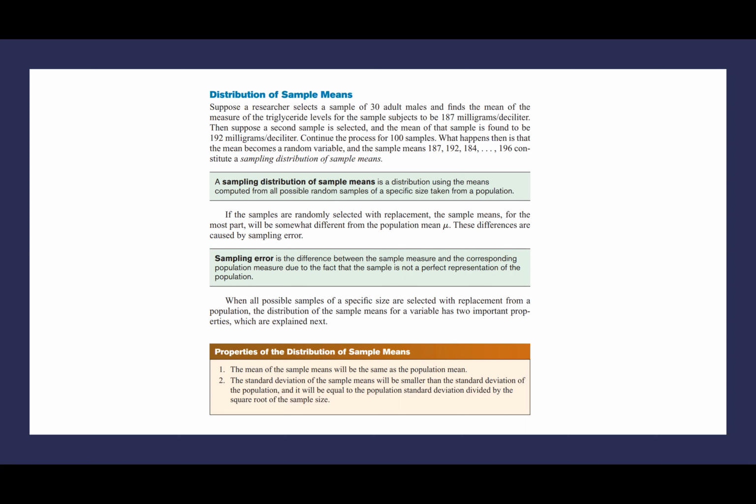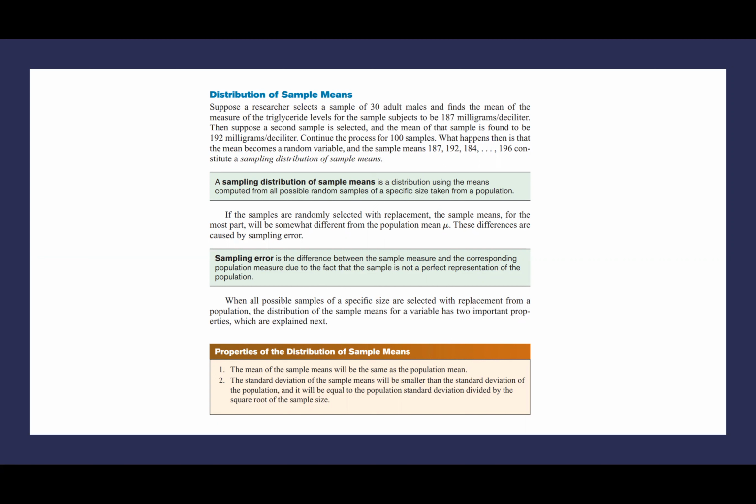Now, a sampling distribution of the sample mean is a distribution using the means computed from all possible random samples of a specific size taken from the population. If the samples are randomly selected with replacement, the sample means, for the most part, will be somewhat different from the population mean. These differences are caused by sampling error.